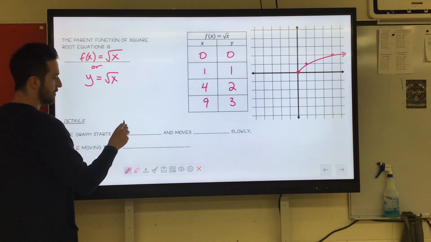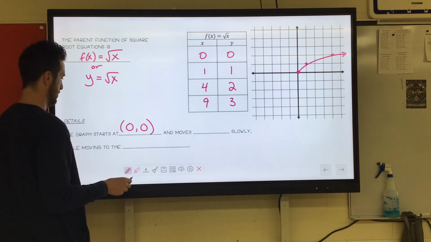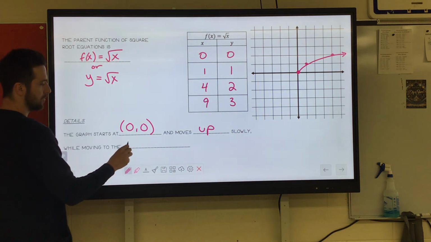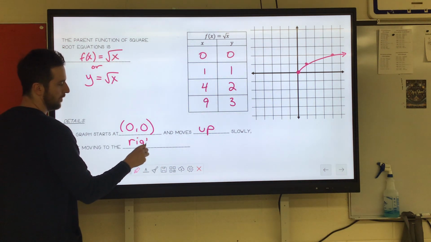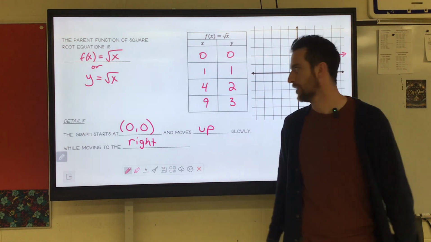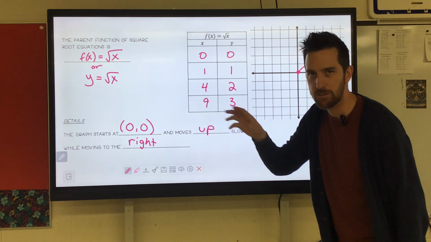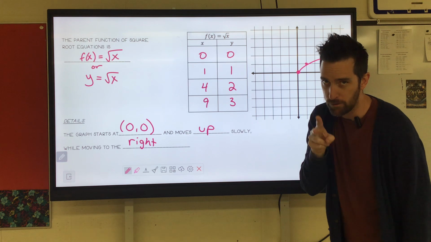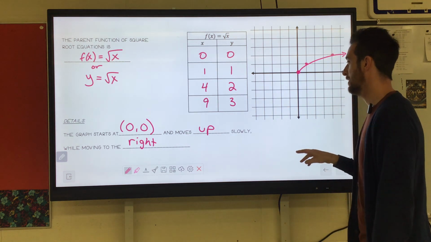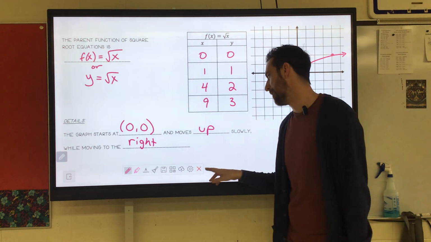So our graph starts at 0, 0 and moves up slowly while moving to the right. Look at that. It's like a nice gentle sledding hill over here. So these are like, memorize these points. Numbers you can square root: 0, 0, 1, 1, 4, 2, 9, 3. Starting points. Use them a lot. And then we'll have some transformations. We'll shift it up, down, left, right.